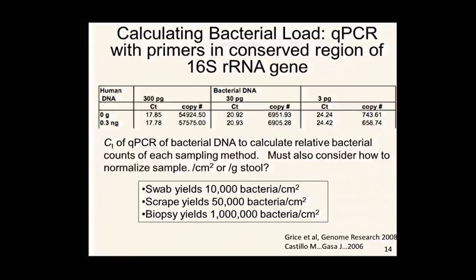This is a standard qPCR where we set primers in the conserved region and we look to see how many counts does it take to cross the threshold. I'm not going to go through that. That's a fairly standard thing, but it also is possible to do that for bacterial load. How many bacteria are here?